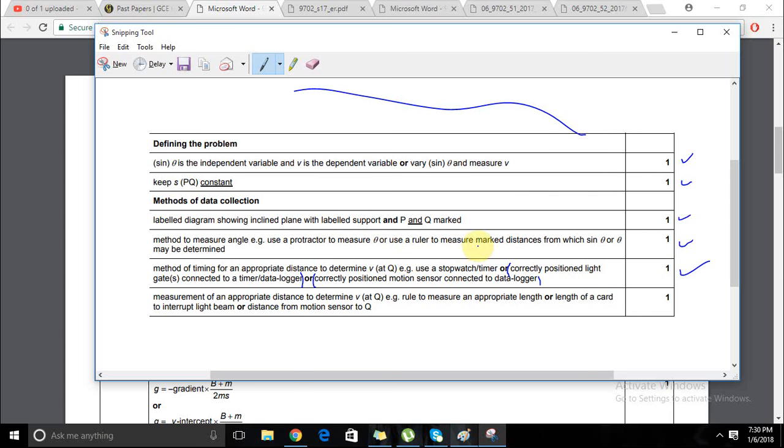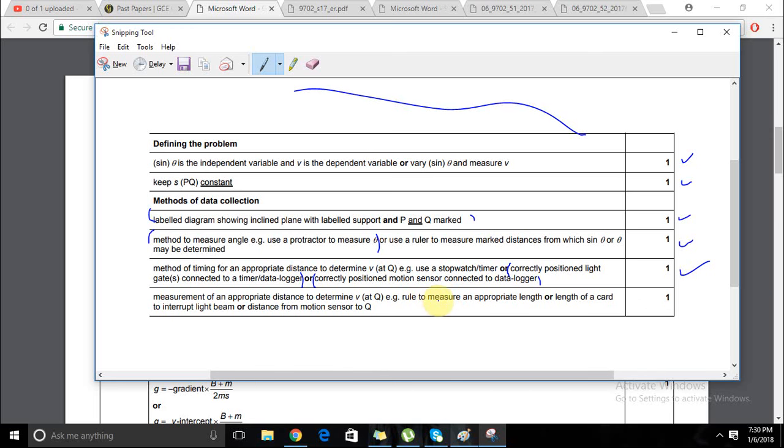So actually, while I didn't say use trigonometry, it might be a good option because you get a bit extra marks if you describe what lengths you need to calculate. Seems a bit unfair of me, but when you want to get the best mark you can, you'd have to do some stuff like that that is completely unnecessary. Yep. And then measurement of an appropriate distance to determine v, example ruler to measure an appropriate length, or length of a card to interrupt light beam, or distance from motion sensor to cue.